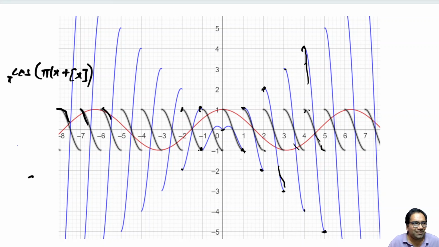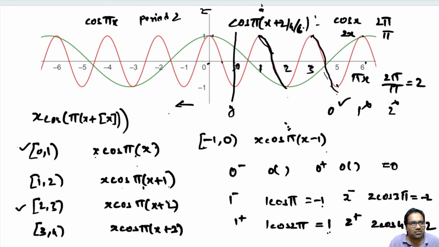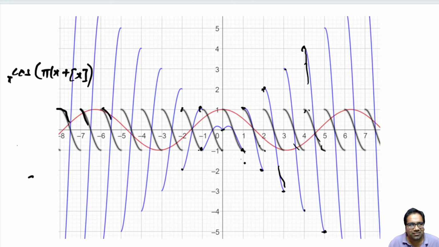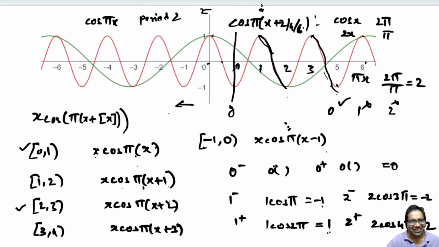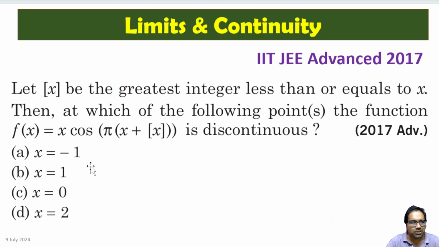It's a beautiful graph. And if you look at it graphically also, we can say it is discontinuous at every integer, but continuous at 0. Which we had checked algebraically also. Using our regular limits we have checked, but graphically also we have checked. So the correct option is discontinuous at all of these places, minus 1, 1 and 2, except at 0.